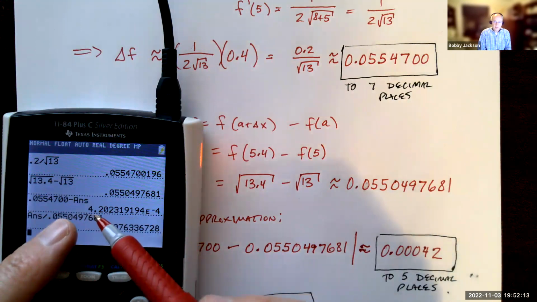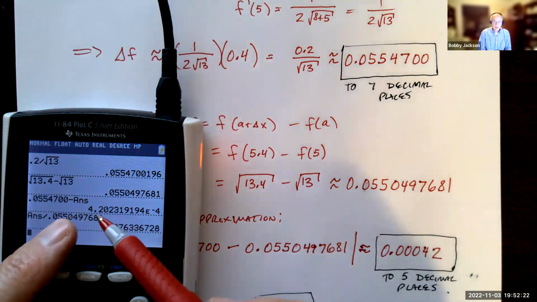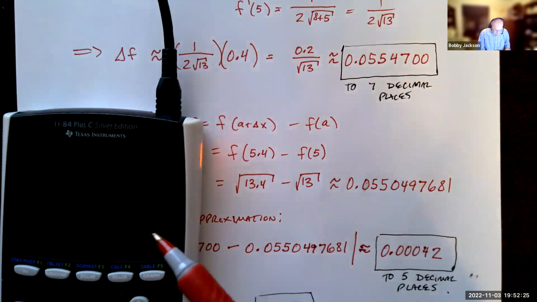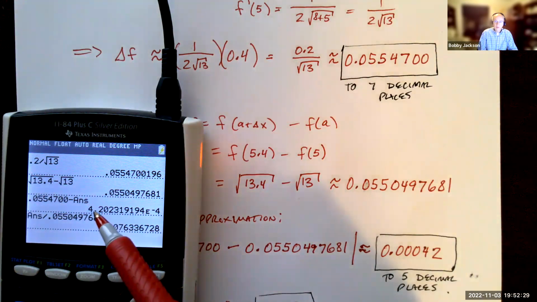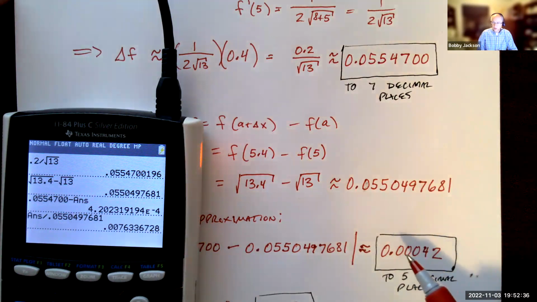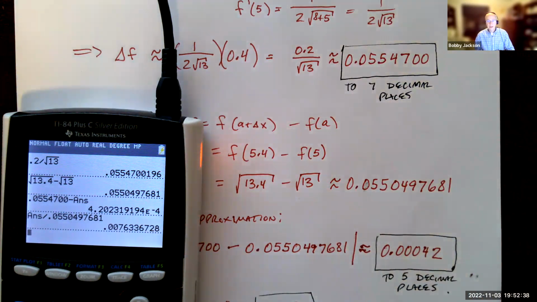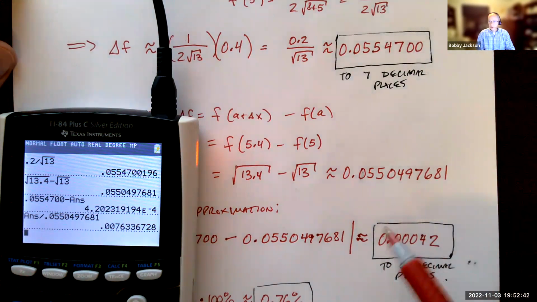So this number is not 4.2. This e to the negative 4 means basically times 10 to the negative 4th power, which is really dividing by 10 to the 4th, which means this decimal place is going to move. Oops, my calculator died on me. This decimal place is going to move 4 places to the left, right? So past the 4, and then 3 more spaces I need to put in zeros. So 0.00042 is the error. They wanted you to round it to 5 decimal places. And so that's what we rounded it off to.